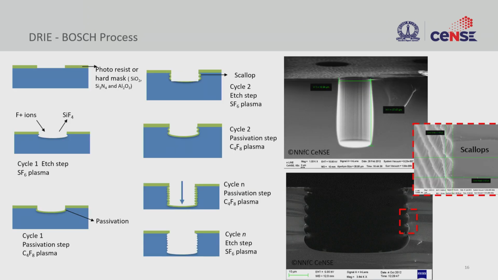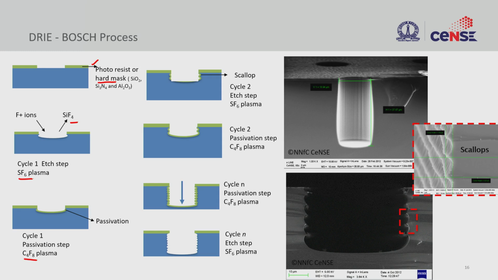So let's look at how this process works, right? We start with photoresist as a mask, right, or a hard mask if you want. It depends on how deep you want to etch. If you want to go really through the wafer, you can use a hard mask, which can be oxide, nitride, or alumina. In this case, you start with SF6 plasma, where you supply fluorine in order to generate SiF4, right? And then you use C4F8, right? So now you are using alternate plasma.